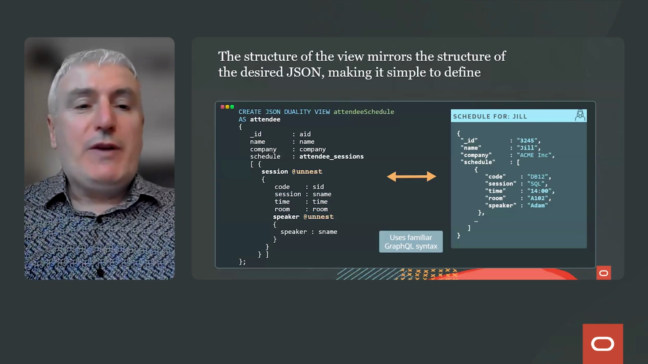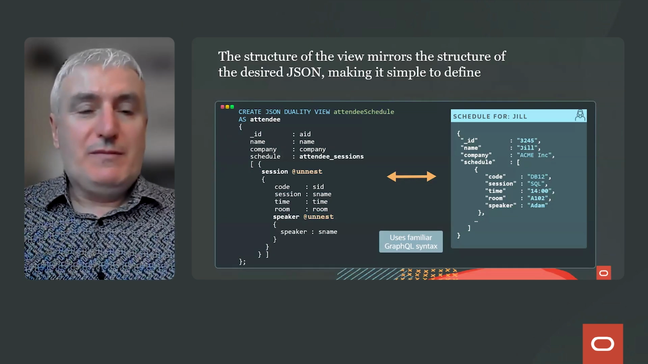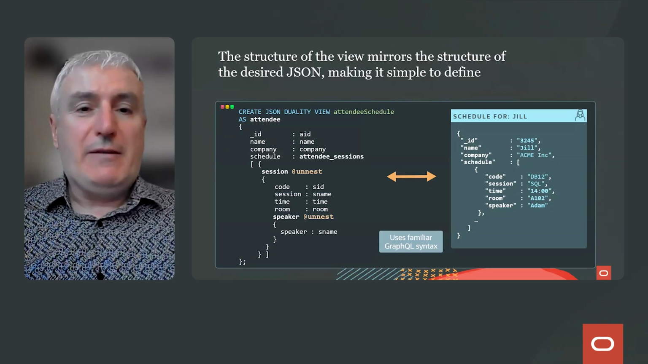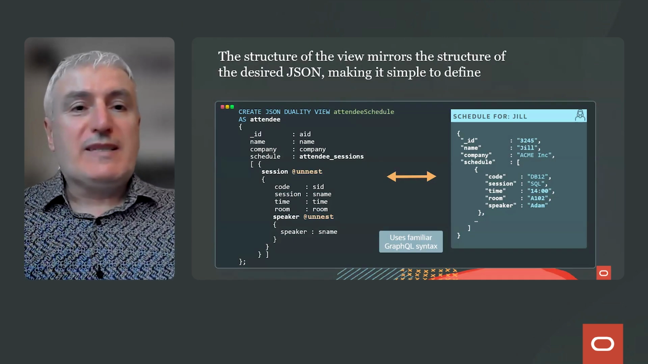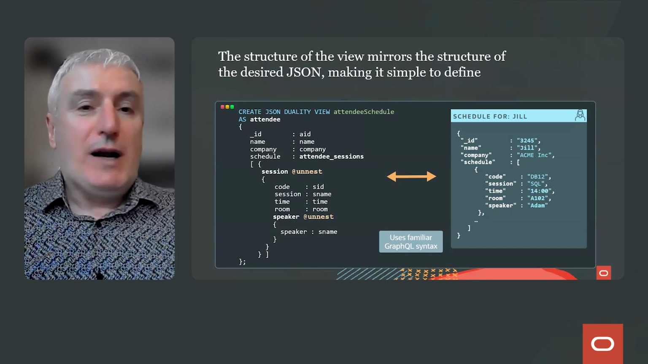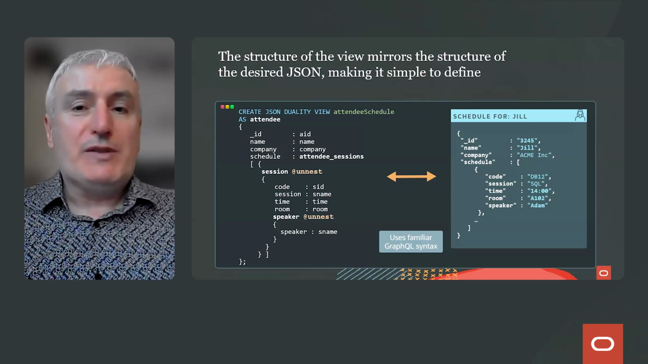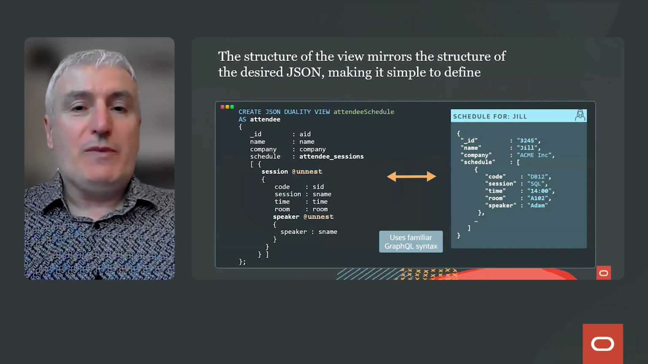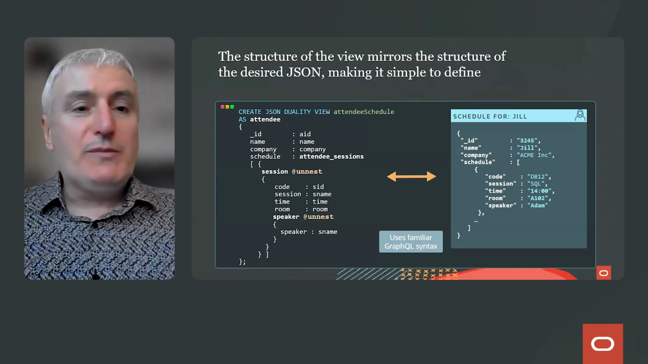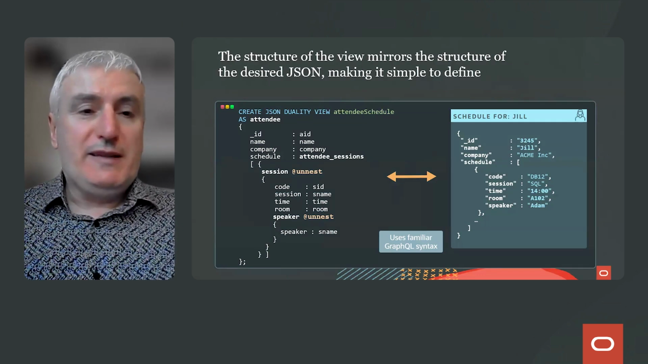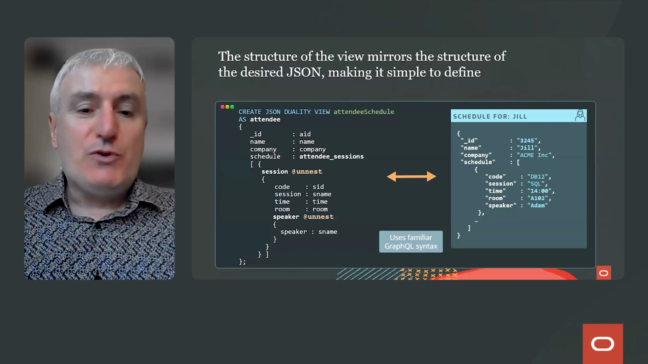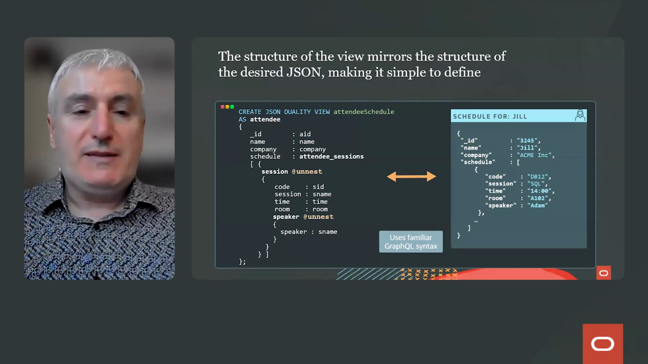Here is how we create JSON duality views in Oracle Database 23 AI. It is very simple. The structure of the duality view mimics or mirrors the structure of the desired JSON document and makes it very simple to define. As you can see from the syntax, it is very similar to the syntax of creating views. Just we use familiar GraphQL syntax.